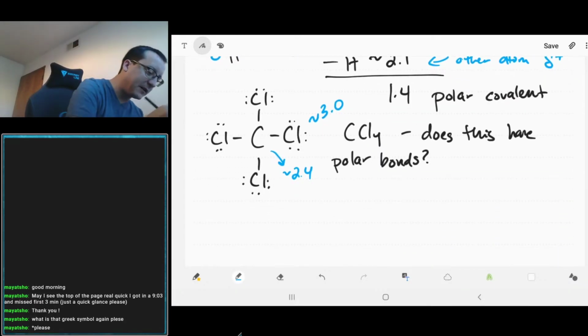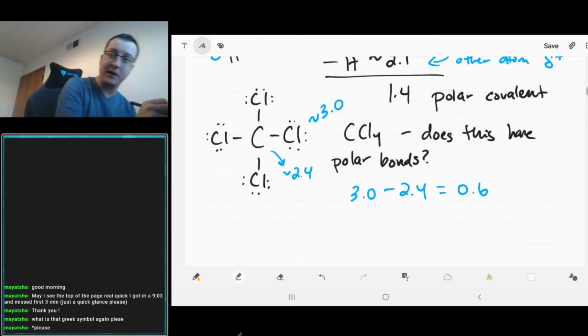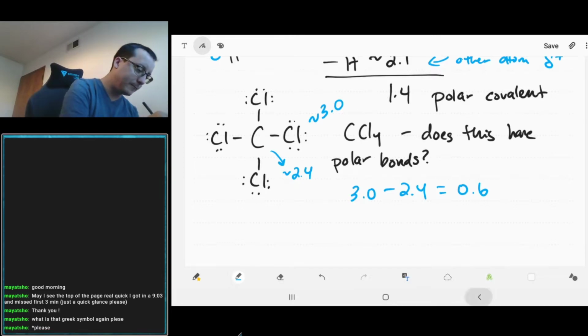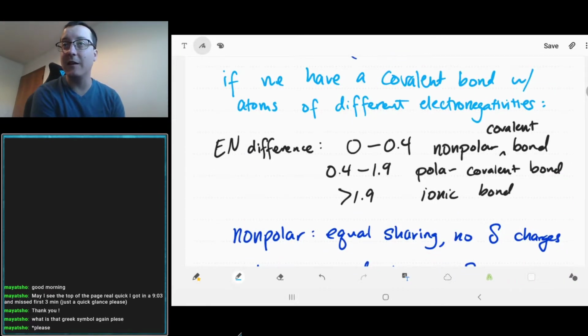And so we're going to look at the difference. So 3 minus 2.4 is 0.6, which tells us these are going to be polar bonds. And so we go back up. We can see here there are our ranges. If it's less than 0.4, it's going to be nonpolar. We're going to see a lot of things will fall under this polar category. And then ionic ones would be completely metal, non-metal. So we're not really going to see a lot of ionic ones in this chapter, just because we've already talked about ionic compounds. So we're mostly just looking if it's polar or non-polar.